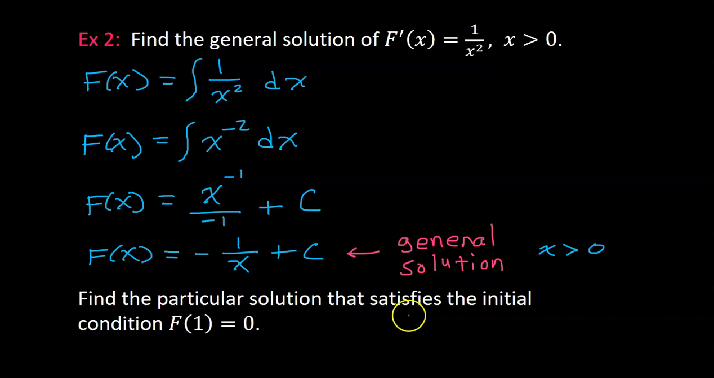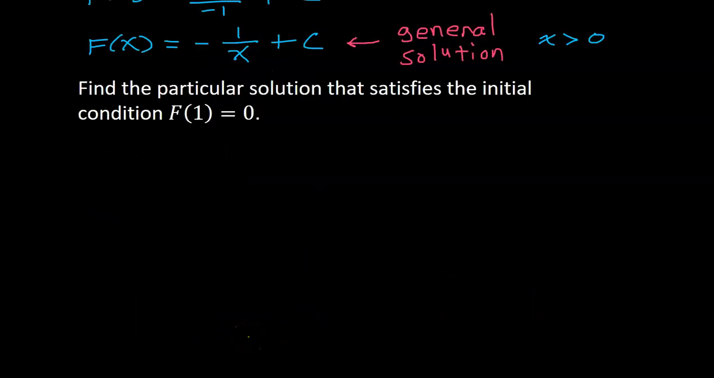Let's use the initial condition, f at 1 equals 0, to find the value of the constant and produce a particular solution. This initial condition is telling us that when x is 1, the value of the function is 0. So let's substitute that information into the general equation. So we are saying when x is 1, so that makes this 1 over 1 plus c. The value of the function is 0, so all of this will equal 0.